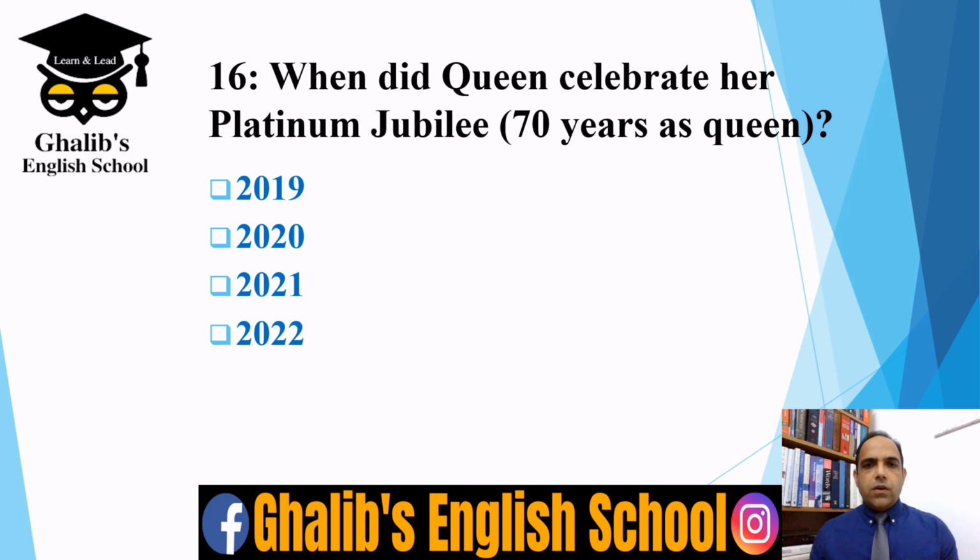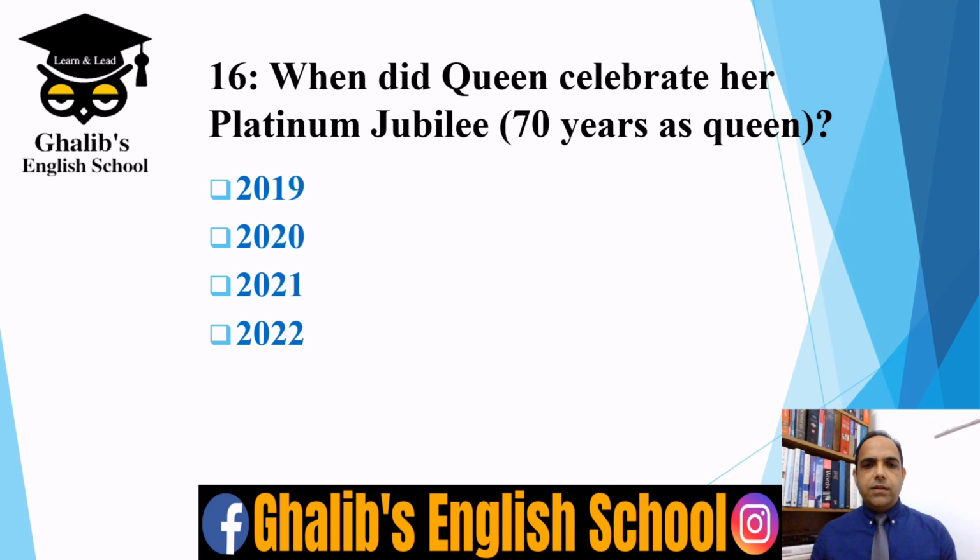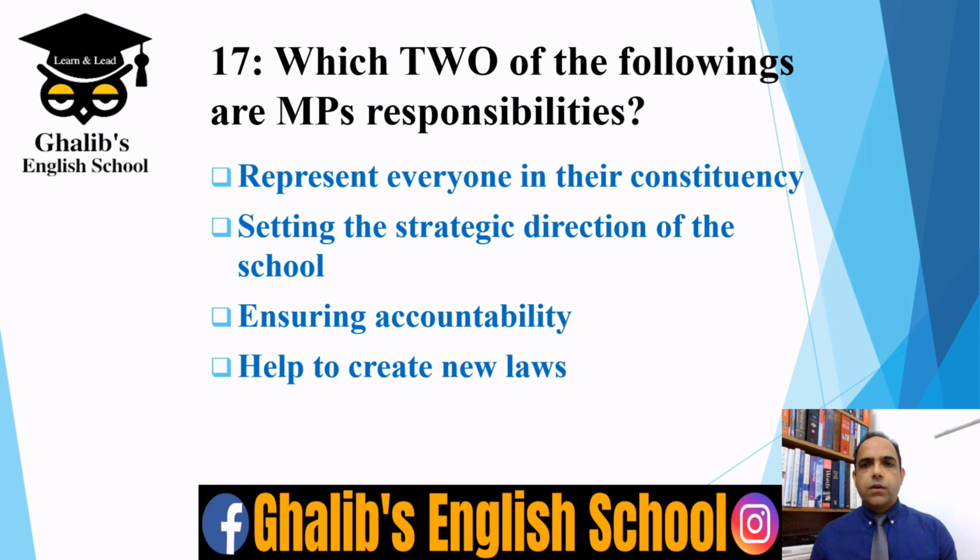Question 16. When did the Queen celebrate her Platinum Jubilee, 70 years as Queen? The Platinum Jubilee is when you rule as a monarch or leader for 70 years. 2019, 2020, 2021, or 2022. Queen Elizabeth II celebrated her Platinum Jubilee in 2022.